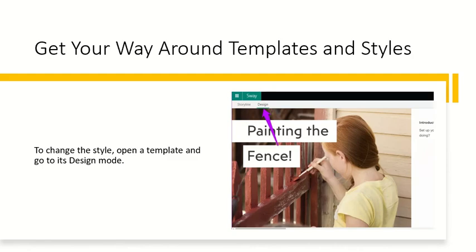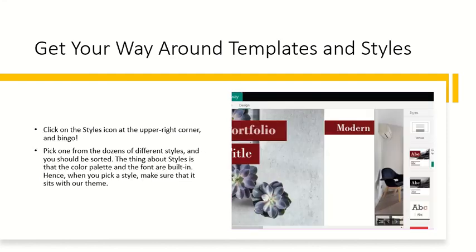To get around templates and styles, if you want to, you can change the style. Just open the template and go to its design mode. From there, you're going to click on the styles icon on the upper right corner, and then you can select. They have dozens already loaded, so it's super easy to use. That kind of takes the guesswork out of a lot of it.